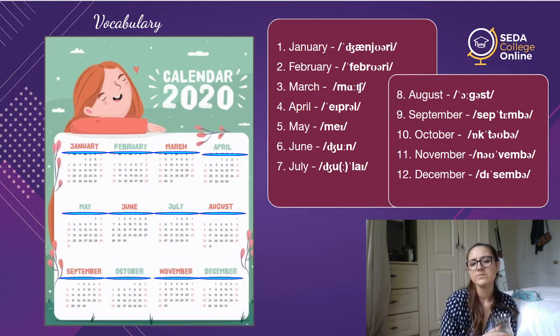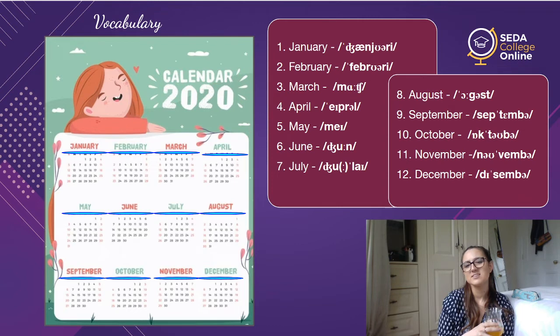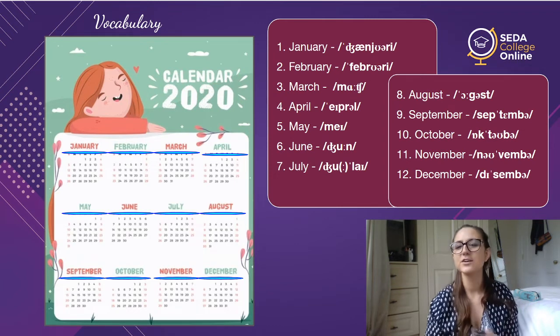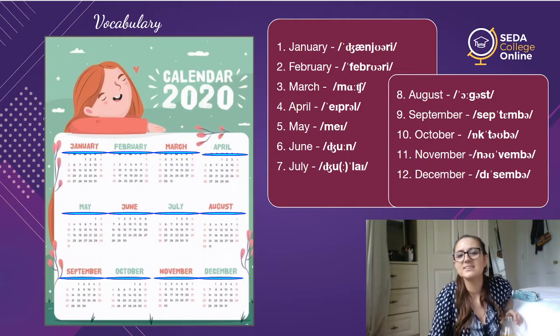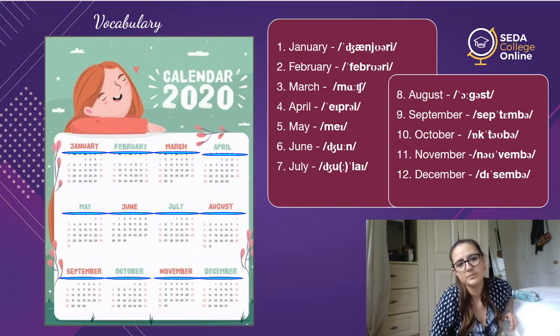January, February, March, April, May, June, July, August, September, October, November, December, right?